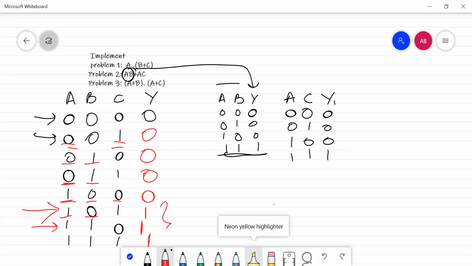So that means I'm going to get a high output for these three combinations. That is, when A is high and B or C, whichever is high, will give me a high output. Or if both are high, I'm going to get a high output.